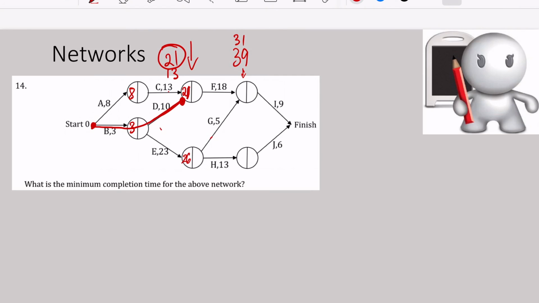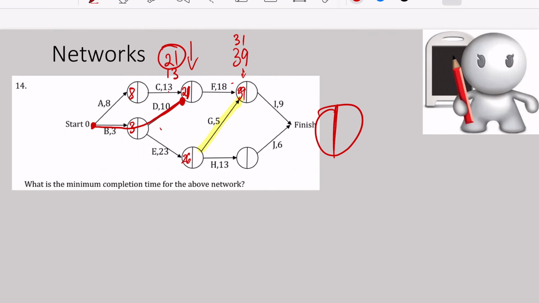Now what do I write in this cell over here? Well, even though I've gone along this pathway over here and it's taking me 31 minutes, I still need to wait for activity F to finish. I'm going to put 39 minutes because activity I cannot start until activity F and G have finished.